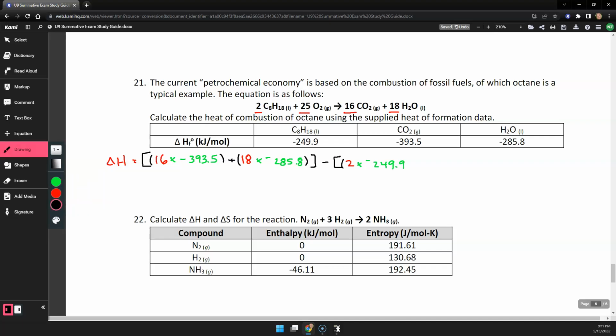And we have 20 moles of O2. Now, if you look at the data table, O2 is not on there. So O2 doesn't have a value. It doesn't take any energy to make O2 because it's in its standard state. So we don't have a value for it. So it's just going to be, if you want to really write it out, 25 times 0. So that'll be 0.